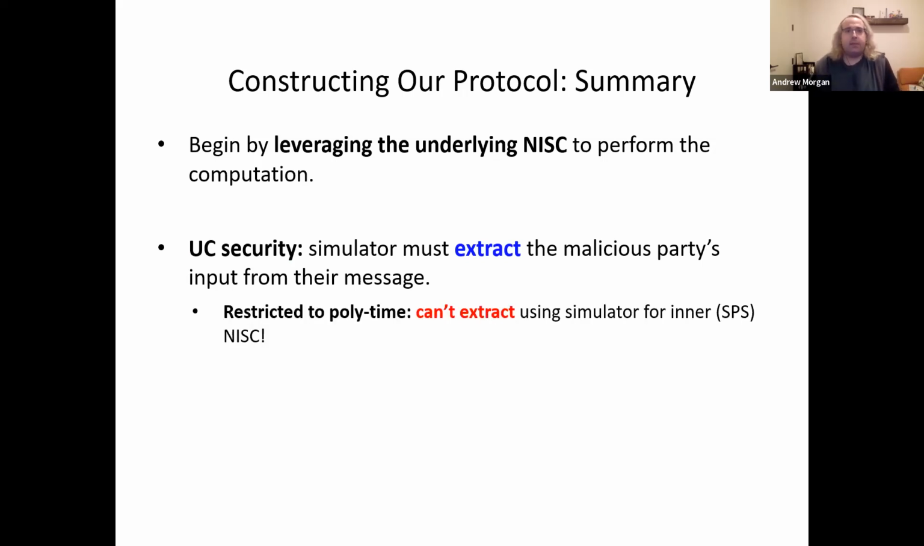And of course, because the simulator we construct for Oracle-aided UC security is by definition restricted to polynomial time, as might be expected, we can't just leverage the super polynomial time simulator from the underlying NISC to do our work for us since it's super polynomial time.